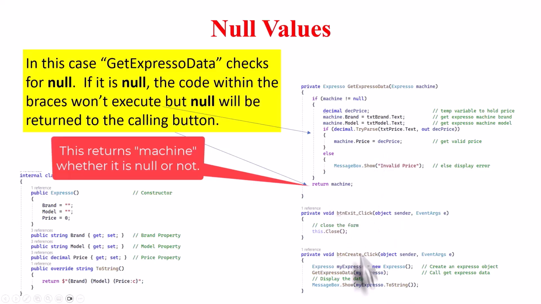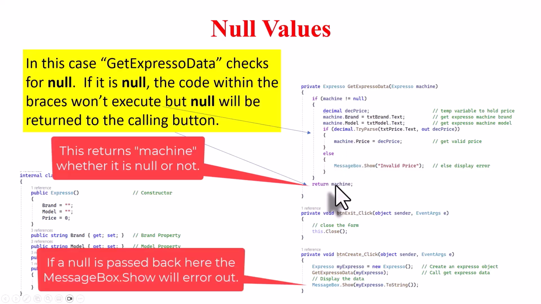So what we're looking at here is, if for some reason the create button passed a null to this get expresso data method, it would check to make sure it's not null before doing these particular things. Otherwise, it'll bypass all this code. But in both instances, it'll return machine. So it can return a null if it was passed a null, is what's happening here.